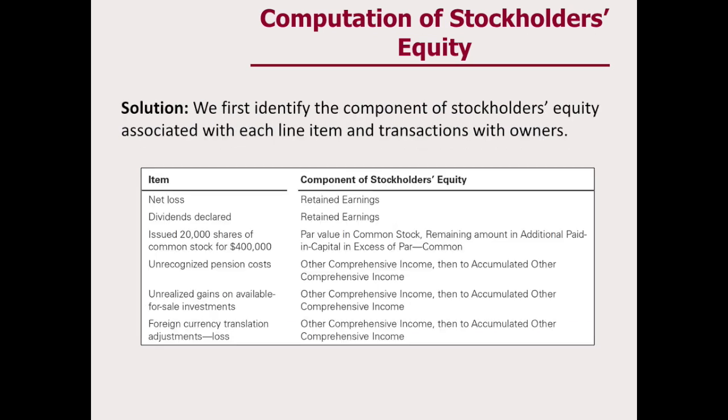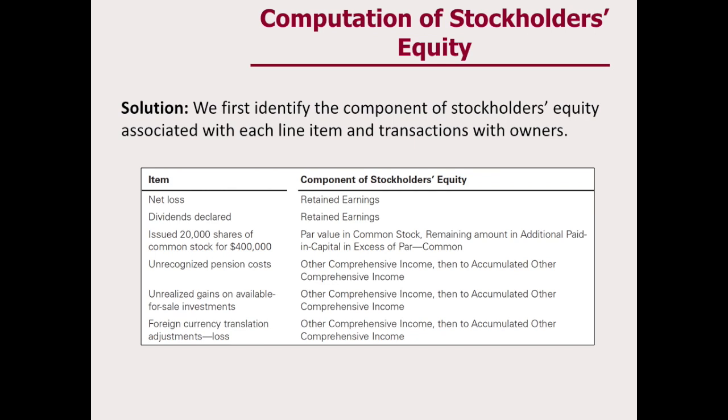We want to take each item and figure out which column it goes in. Well, we know that net losses and net income affect retained earnings, so that will appear in the retained earnings column. Dividends declared also affect retained earnings. When we pay out ownership in the business, that decreases our retained earnings. When we issue additional shares, that's going to increase the common stock column and the amount in additional paid-in capital in excess of par, if we issued them above par.